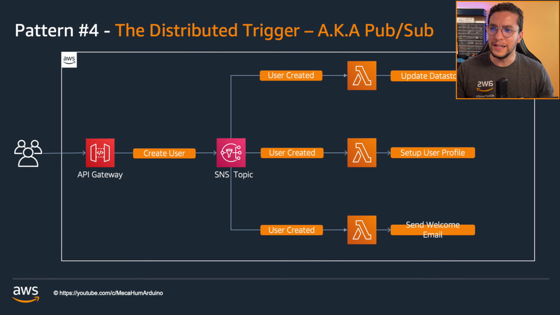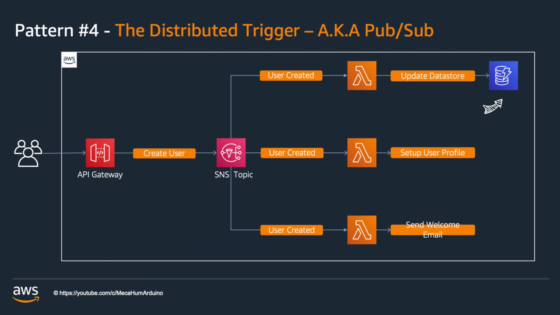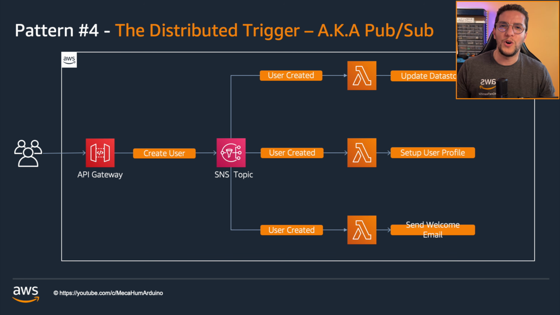And as you can see, the SNS topic is now connected to several subscribers and it's delivering to them the same message payload. So you could have a Lambda that looks at that message payload and updates a data store. That's all that microservice does. You could also have a Lambda that looks at the same message payload and its job is to set up a profile for the user. The third one looks at the same message payload and sends a welcome email, and so forth.